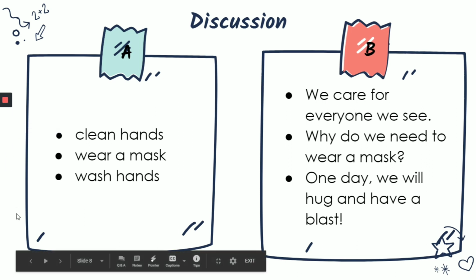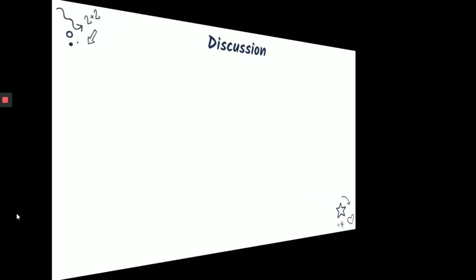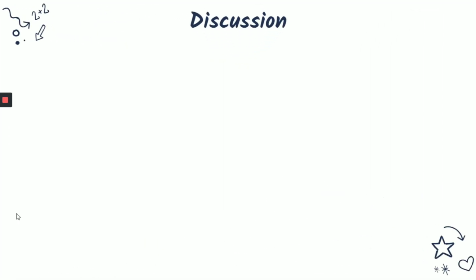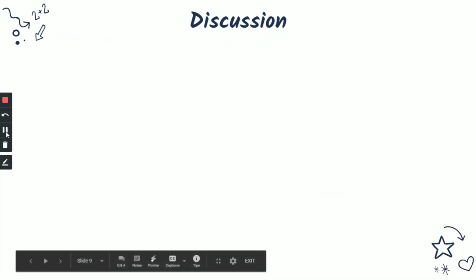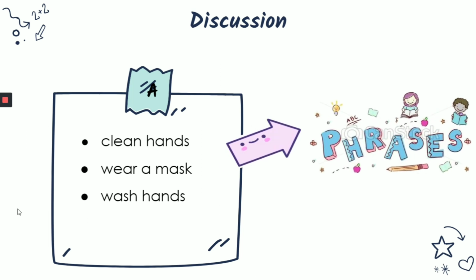Clean hands, wear a mask, wash hands. While in Group B, we have: we care for everyone we see. Why do we need to wear a mask? One day, we will hug and have a blast. What can you observe between the two groups? Exactly. Words in Group A are shorter than words in Group B. It is because Group A is an example of phrases.